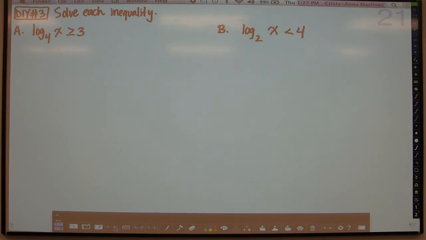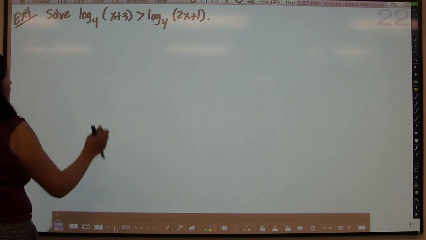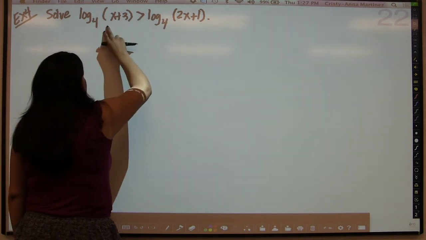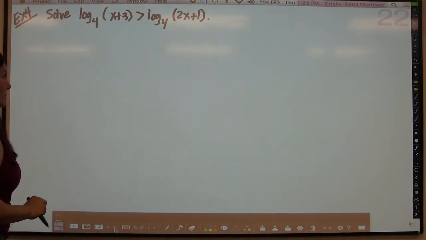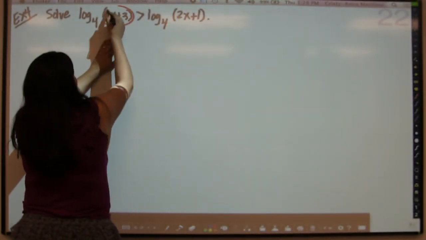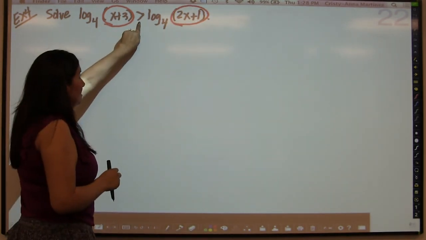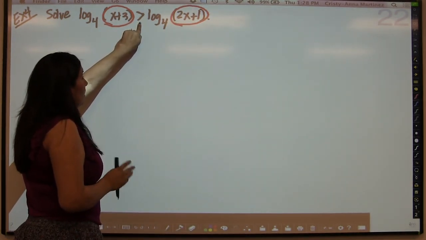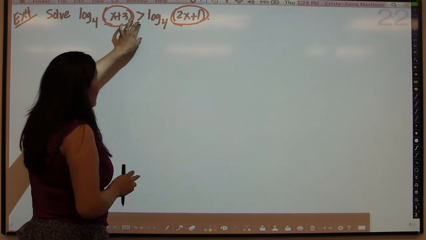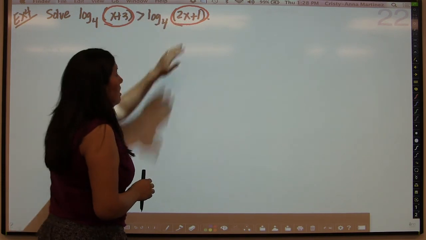And then we're going to go to our last example, which is similar to the one that we did with the equations. You're going to have log on both sides of the inequality symbol. And just like with the equation scenario, the only way for this logarithm to be larger than this logarithm is for the x plus 3 to be larger than the 2x plus 1. And if for some reason this had been a less than, it would still be the same thing. The only way for this logarithm to be less than this logarithm is for the x plus 3 to be less than the 2x plus 1.